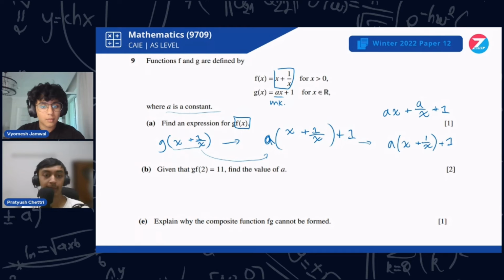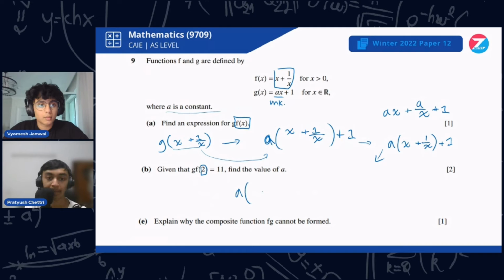You're good. Given that g of f of 2, since here we're given a specific value of x, is equal to 11, find the value of a. What that means is we've already constructed the equation. We're going to put in the values of x. It's given that x is 2, so we're going to put a times 2 plus 1 over 2 plus 1. And we're given that this expression is equal to 11.